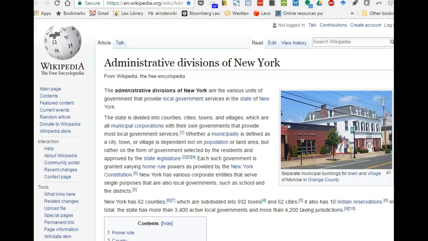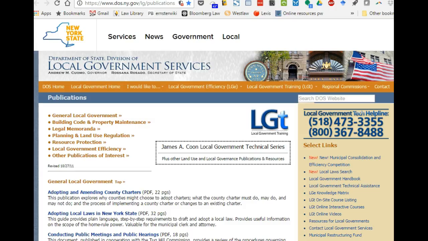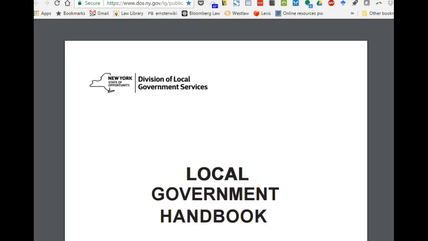For a more official resource, again, because the state delegates the authority to municipalities, on the New York State government website, there are local government services. So you can get more information. How do you adopt and amend a county charter? How do you adopt local laws in New York State? And then New York State has something called a local government handbook.